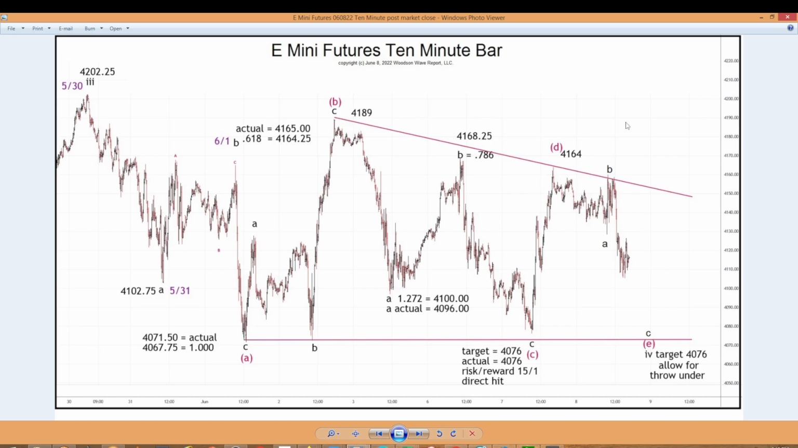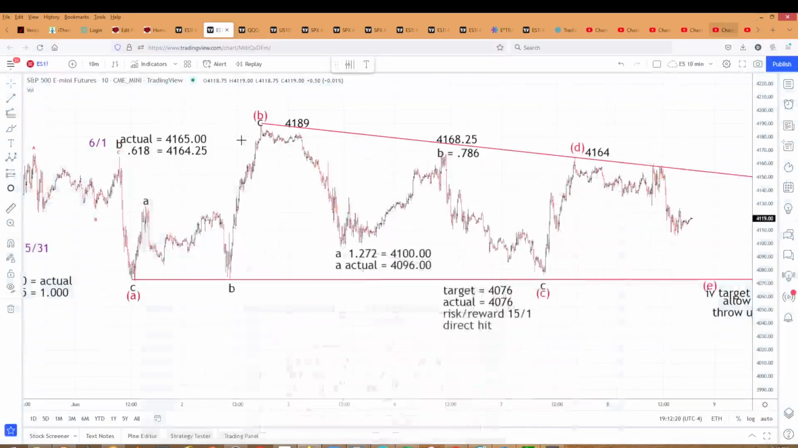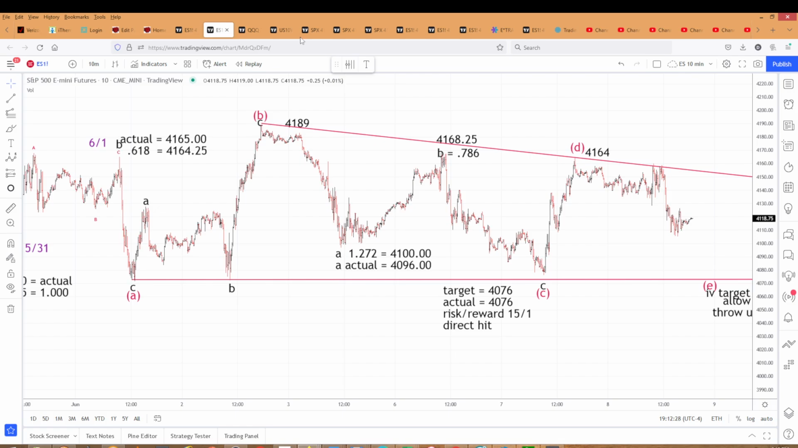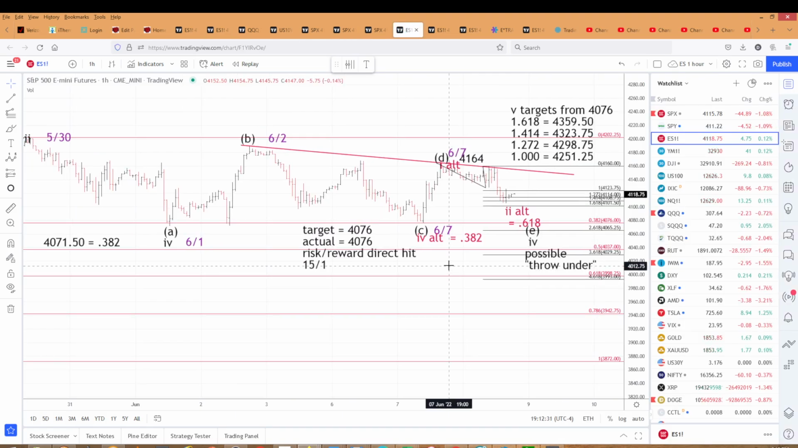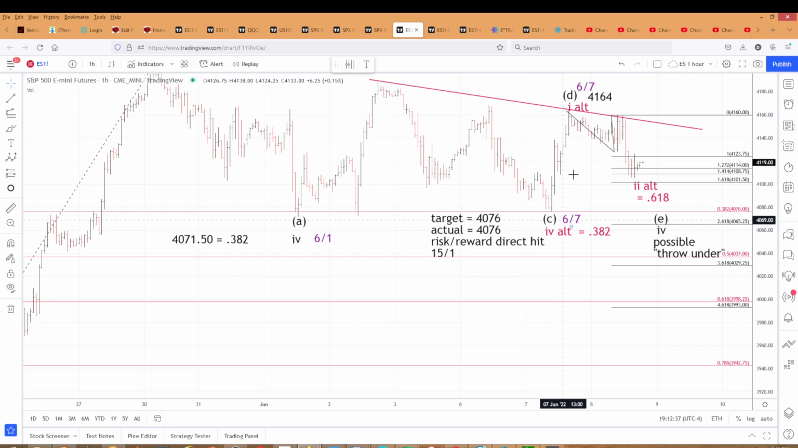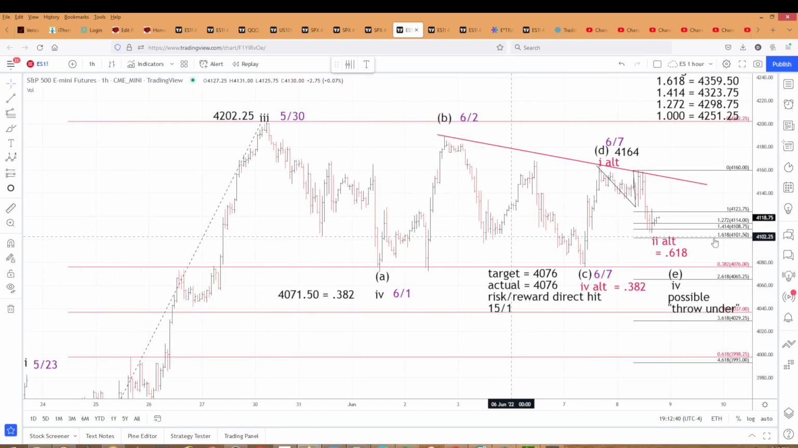I did want to show you guys, I had an alternate. Let me see if I have it on the 10-minute. Do I have it on the hourly? No. I might go to the hourly here. Yeah, I've got the alternate in here. So let me clean that up for you guys, because this still could be, if you can look at this bigger picture, I can get it in here.